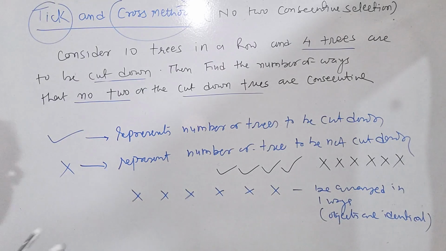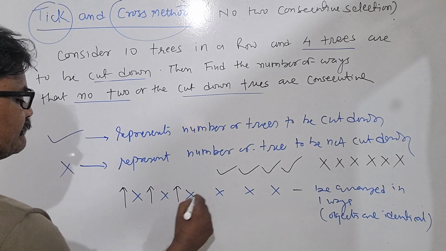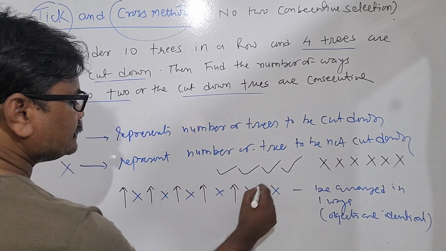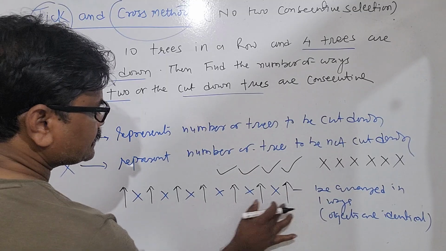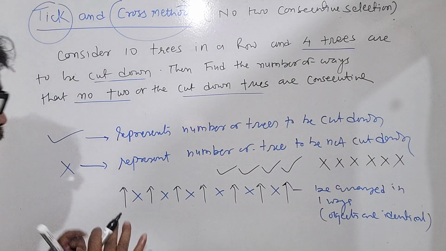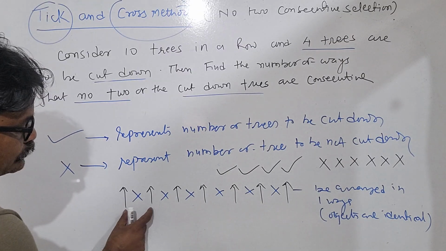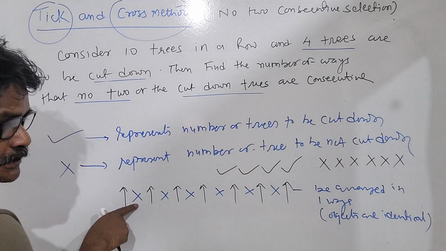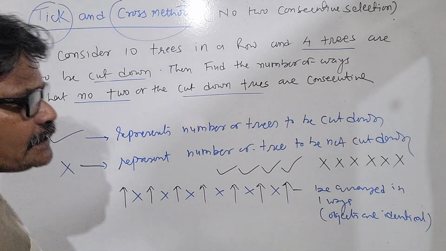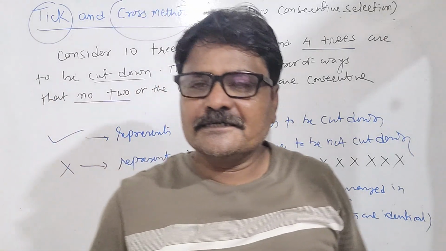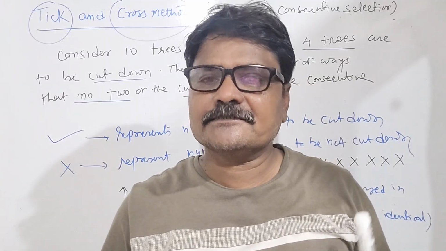Now find out the number of gaps. So definitely there will be 7 gaps, one more than the number of objects: 1, 2, 3, 4, 5, 6 and 7. Now you can easily see that if I select these two gaps, they are not consecutive because a cross is there in between. So out of these 7 gaps you can select any 4 gaps, and these 4 gaps are such that no 2 gaps are consecutive.